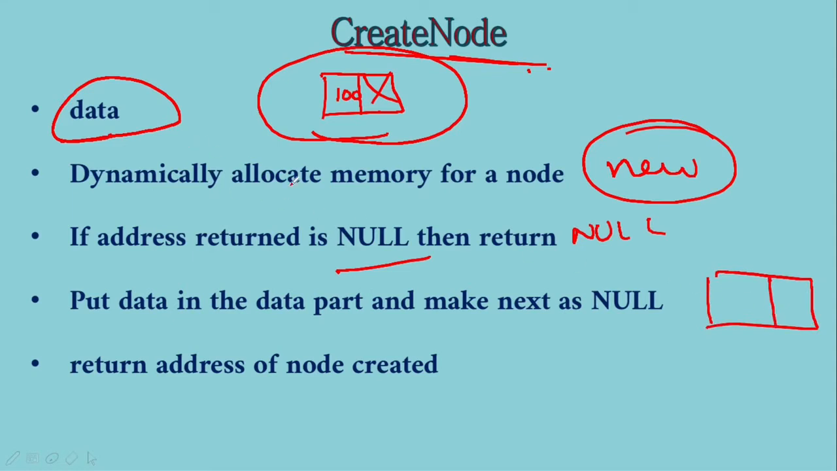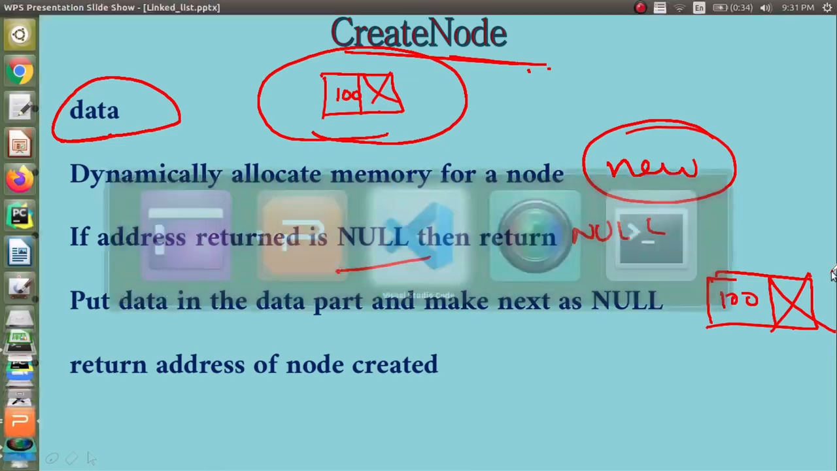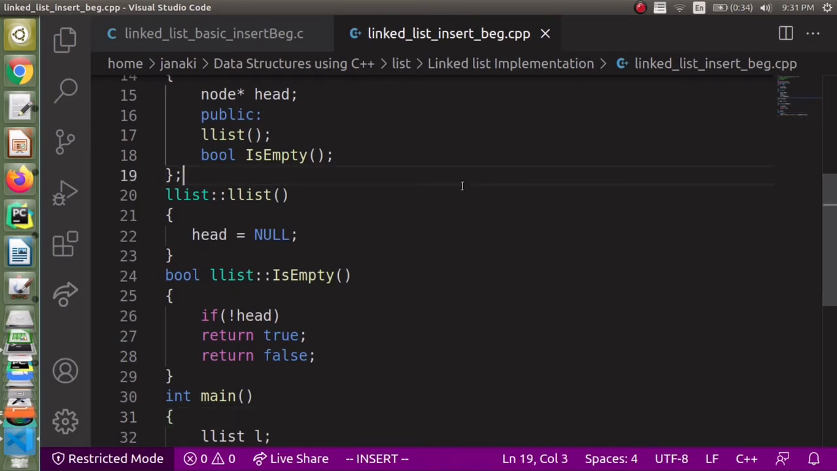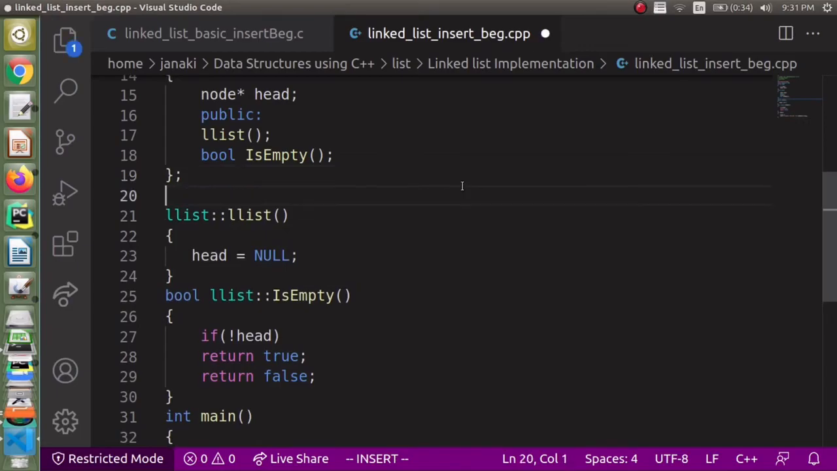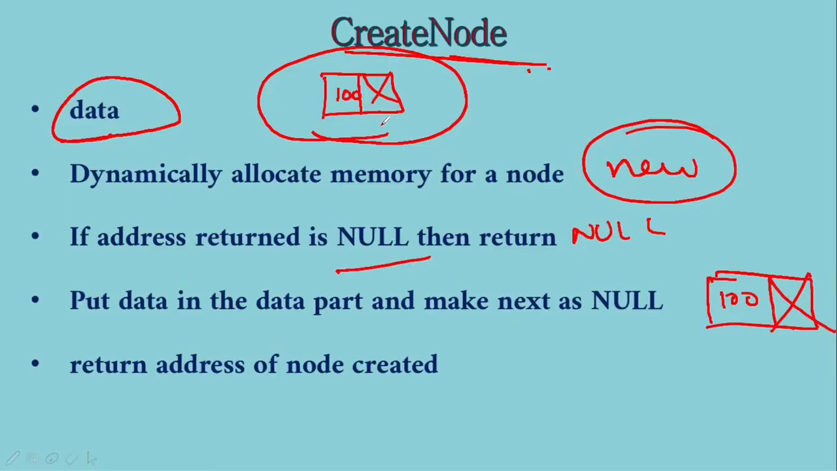So put the data that has come as argument in the data part, and you have to make the next part null, and you have to return the address of the node created. That is also important, right? So let us try to implement this create node, and when you look at it, actually it cannot be part of the linked list. It should be outside the linked list, of course, because it is not going to operate on the list, right?